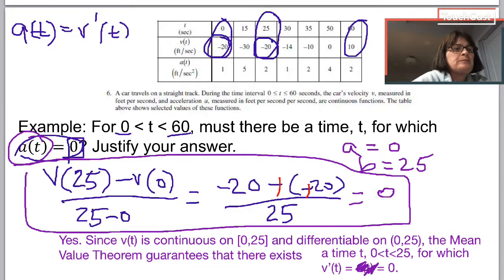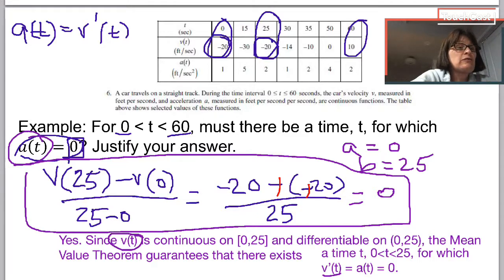So I do that by just including that statement in here, closing that gap between v prime of t equals 0, which the MVT guarantees, and that question that they asked, which was about a of t. So I want to make sure I have a of t in my answer. But since I've applied the mean value theorem to the v function, that's why I know v prime of t equals 0. There must be a time t where that happens.